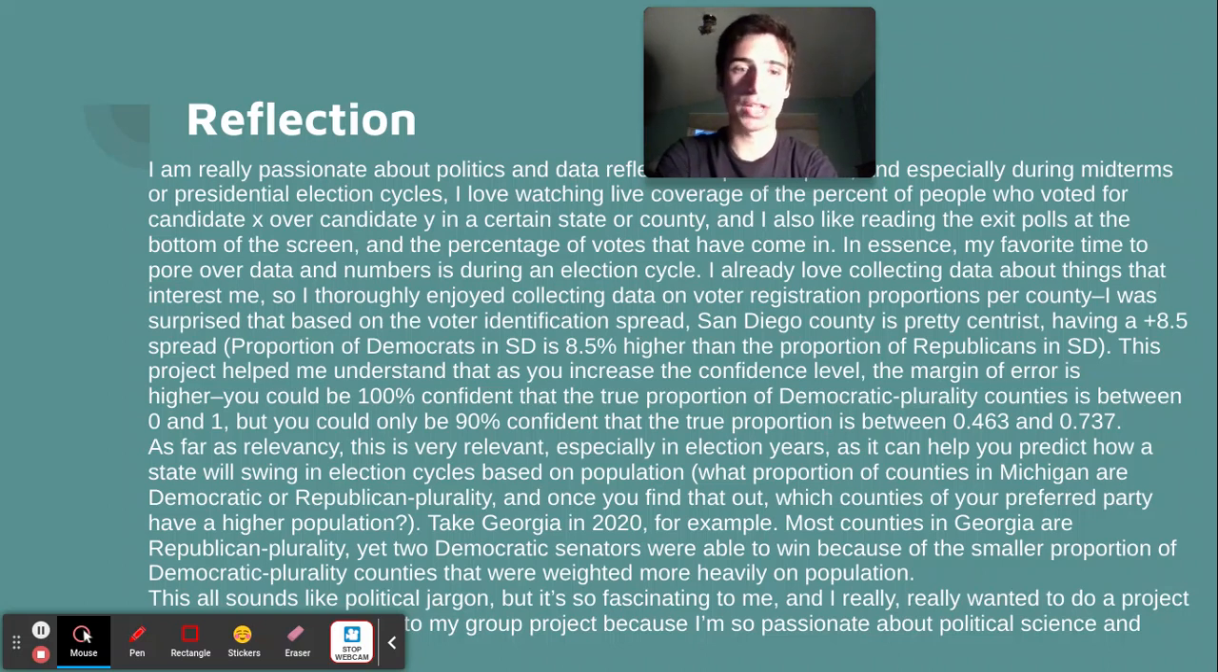This project helped me understand that as you increase the confidence level, the margin of error is higher. You could be 100% confident that the true proportion of Democratic plurality counties is between 0 and 1, but you could only be 90% confident that the true proportion is between 0.463 and 0.737.